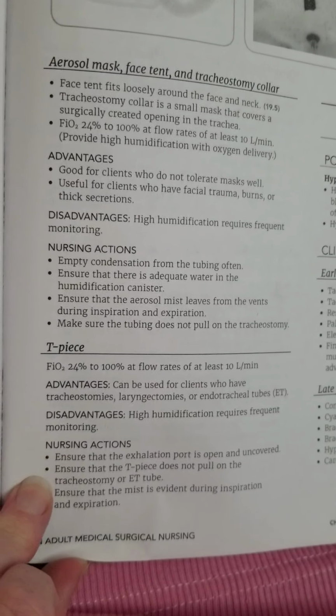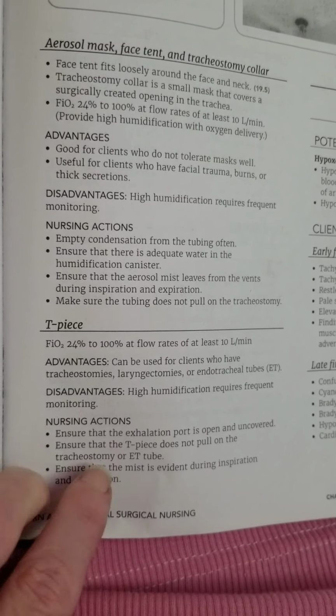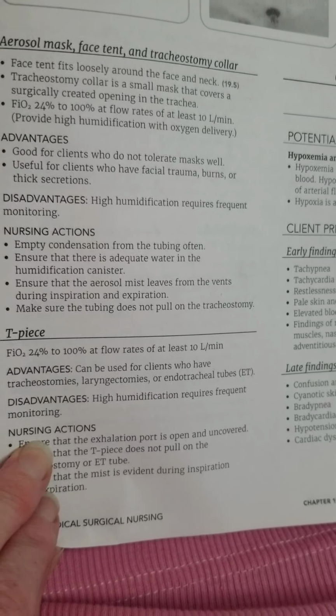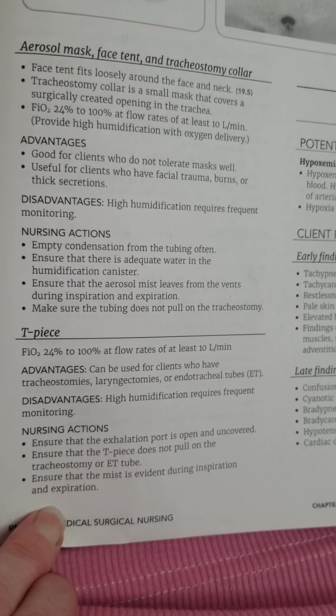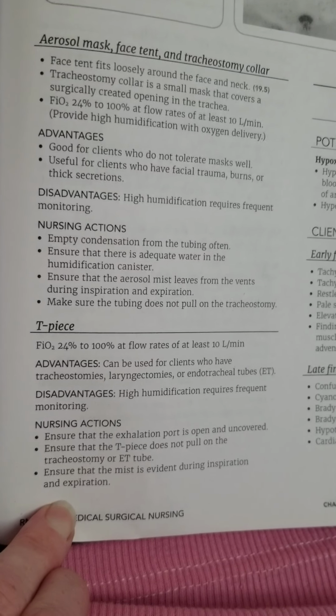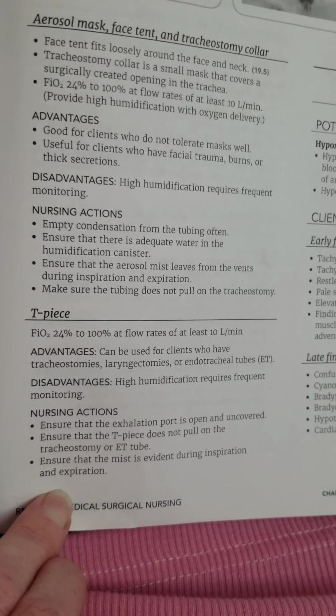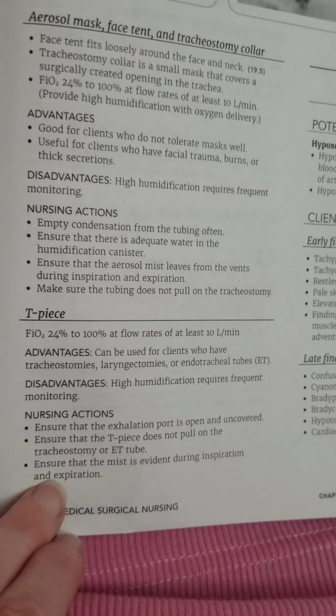Moving on to the T-piece, which delivers FiO2 of 24 to 100% at flow rates of at least 10 liters per minute. Advantages to the T-piece are that it can be used for clients who have tracheostomies, laryngectomies, or endotracheal tubes, ET. Disadvantages of the T-piece is that high humidification requires frequent monitoring.